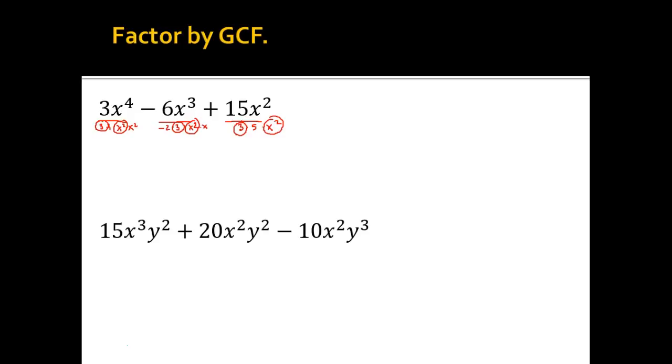What we do is take out the common factor, the greatest common factor, 3x squared, and then we put in parentheses all the factors that are left over. So for the first term, 3x to the 4th power, we divide out the 3x squared. We're not subtracting, we're dividing. And we're left with 1x squared. Then for the negative 6x cubed, we divide out the 3x squared, and we're left with negative 2x. And for the 15x squared, we divide out the 3x squared, and we're left with positive 5.